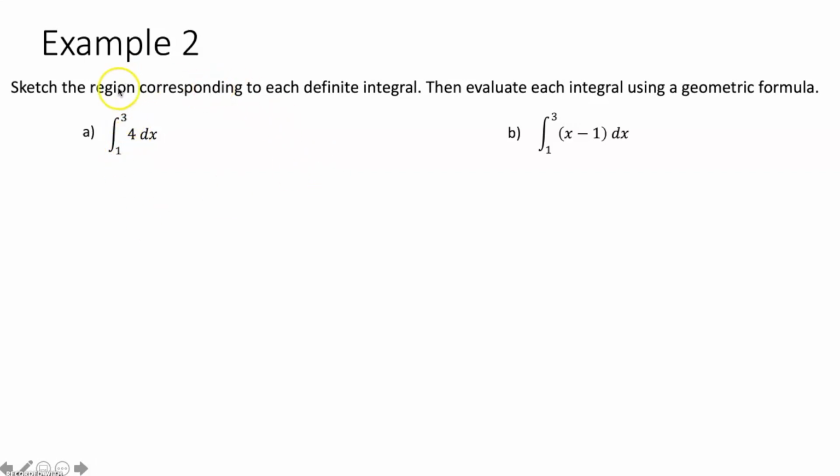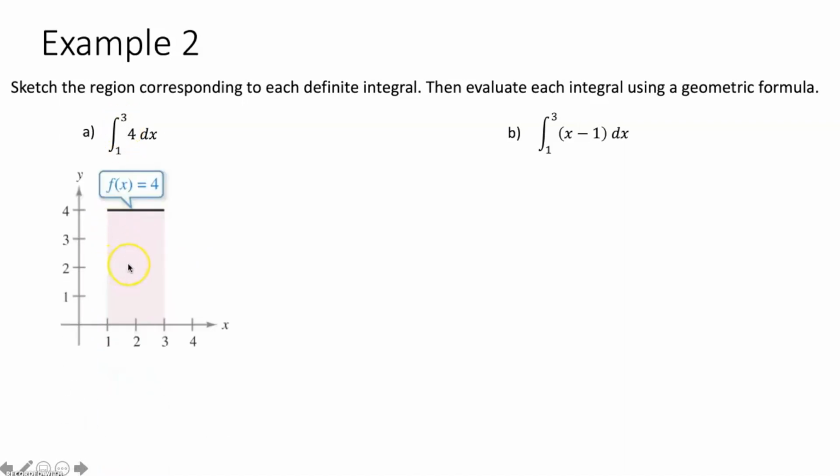So the way we do this, the way we sketch this, is we're going to start with our function in here, y is equal to 4. So when we sketch y is equal to 4, that's just going to be a horizontal line at y is equal to 4. Now, we're going to shade the region between x is equal to 1 and x is equal to 3 under that given curve. So it's going to look something like this.